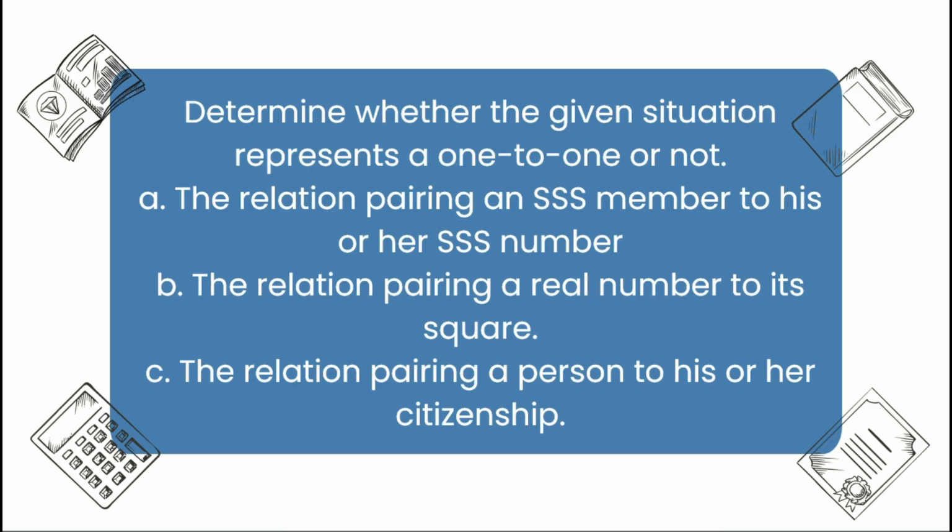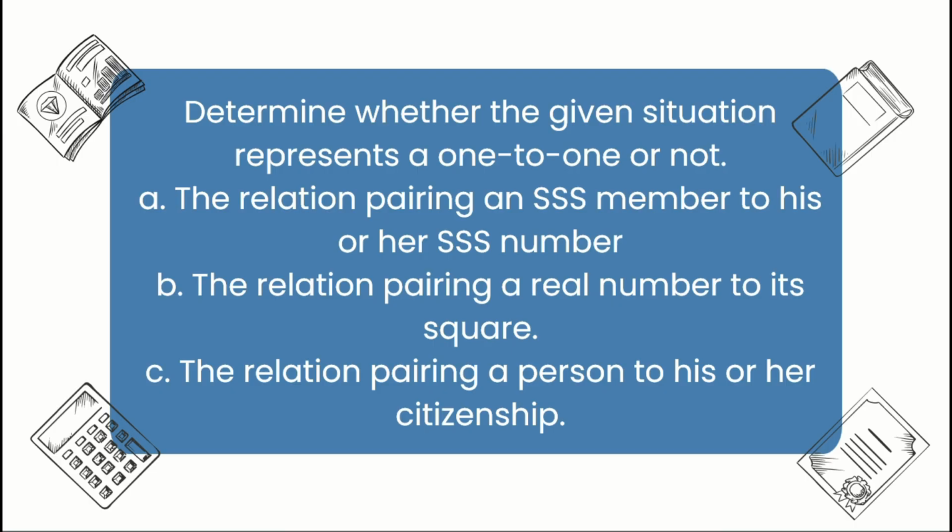However, two different real numbers, for example, positive 2 and negative 2, they can have the same square. Since 2 squared is 4 and negative 2 squared is also 4. And therefore, this function is not one-to-one. So, function siya, but hindi siya one-to-one.